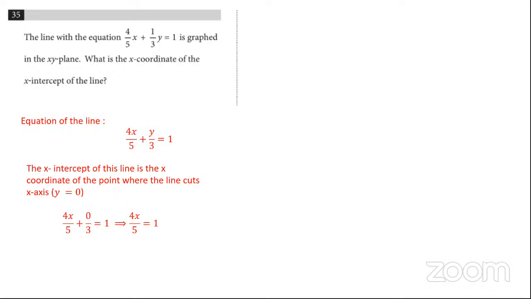Okay. So basically, 4x by 5 is equal to 1. After that, just multiply both sides with 5 by 4. You'll get x is equal to 5 by 4, and that is basically 1.25. And our answer is 1.25.